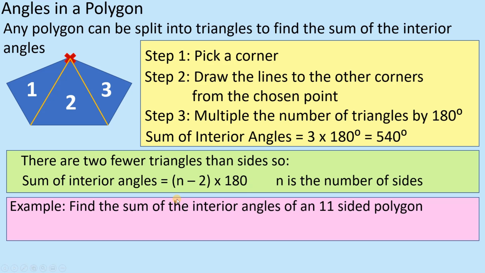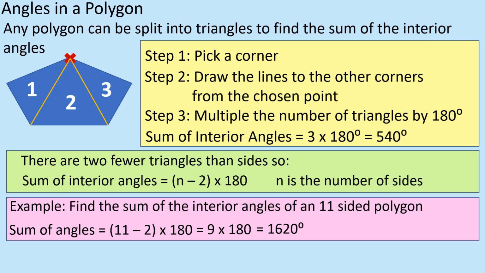So here's an example. If I have to find the sum of all the interior angles of an 11-sided polygon, I'm going to take away 2 from the number of sides, and then times by 180, and I can tell you that all the angles in an 11-sided shape add up to 1,620 degrees. And that is the rule. That's what you need to take away from this. It's always going to be 2 less.